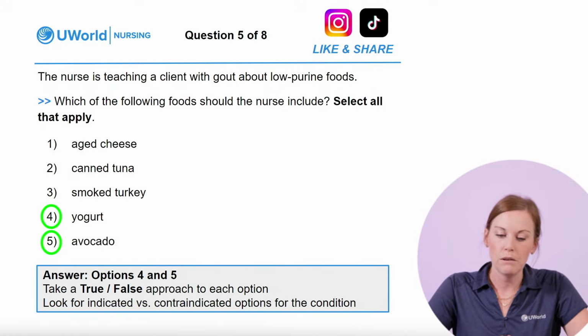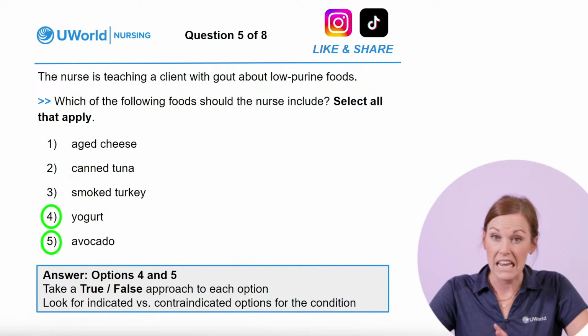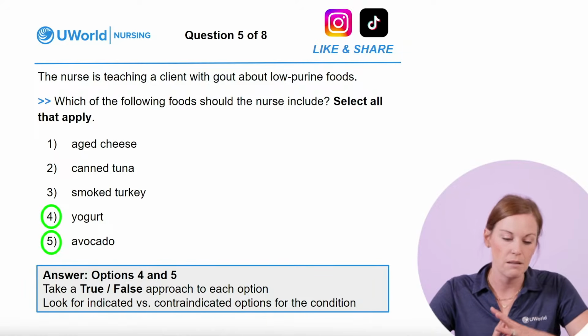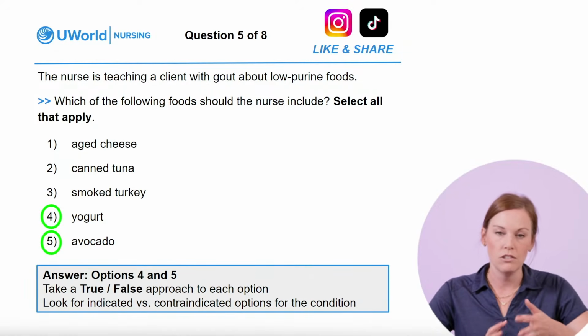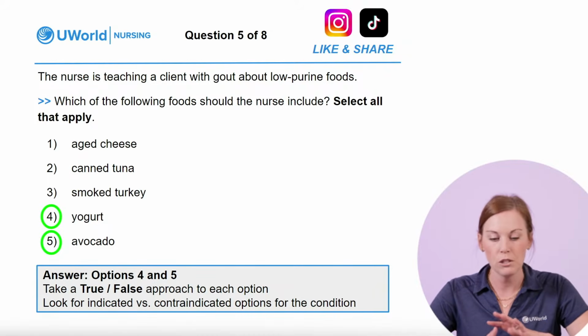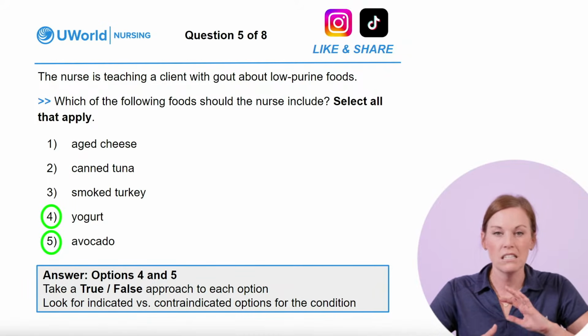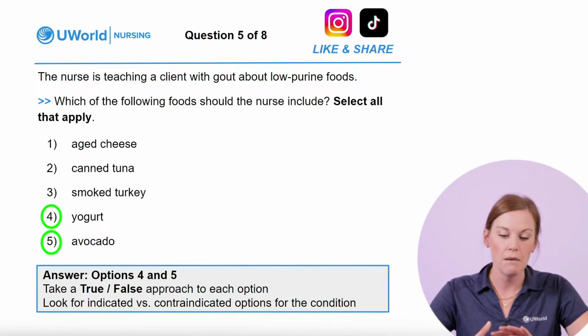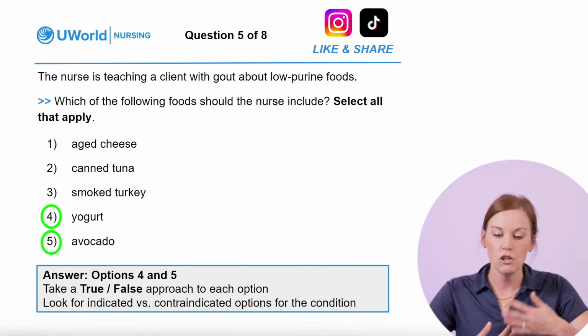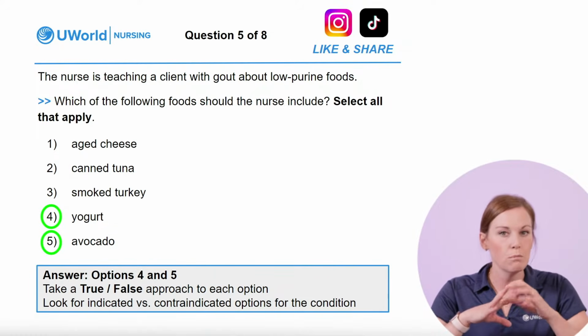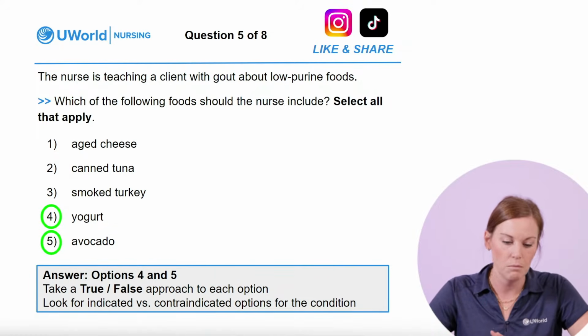So gout is an inflammatory condition caused by an ineffective metabolism of purines, which accumulate as uric acid in the blood. As those uric acid levels increase, crystals form in the synovial fluid, which is the fluid in between our joints, and that causes a lot of warmth, redness, swelling, pain, fever, and it can eventually lead to tophi formations, which are visible nodules of the uric acid accumulation.